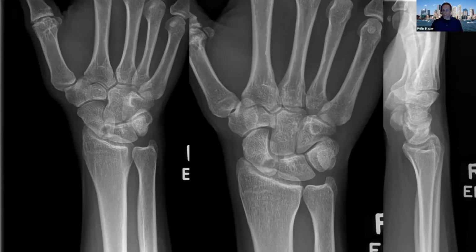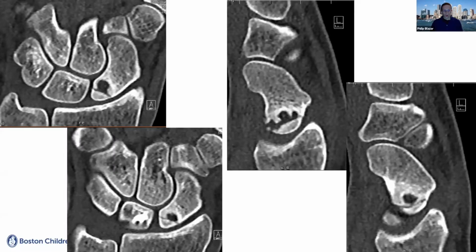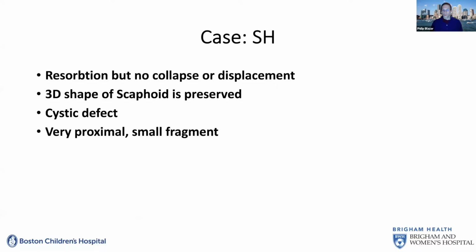On the X-rays it looks to have a cystic change, but the CT scan, I think, gives us a little bit more information about the amount of bone resorption and the architecture of the scaphoid here. So certainly for me, the key things about this case is that there is significant resorption at the non-union site, but there is no evidence of collapse and no significant displacement. And so the three-dimensional shape of that scaphoid, I think, is relatively preserved, but has this cystic defect.